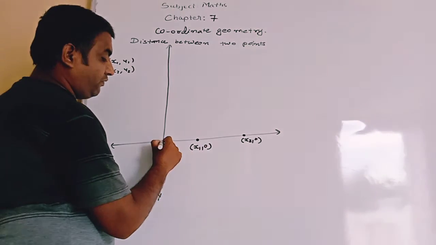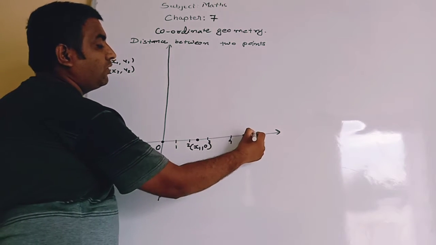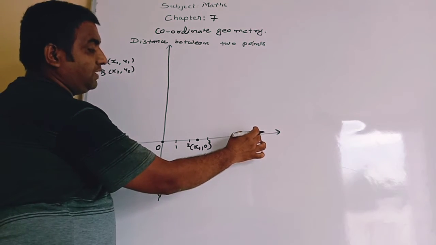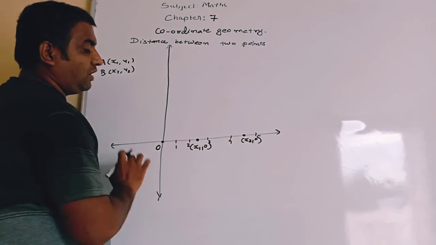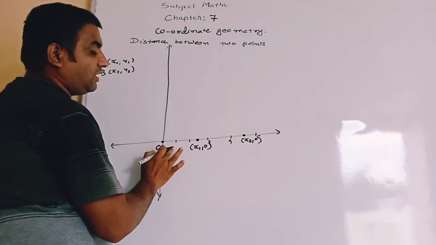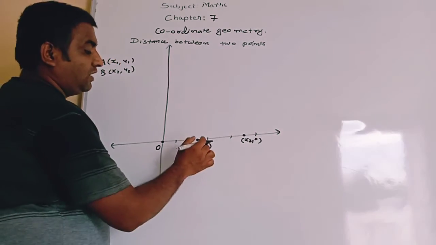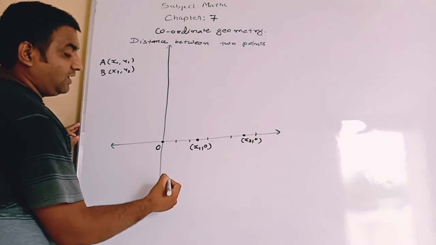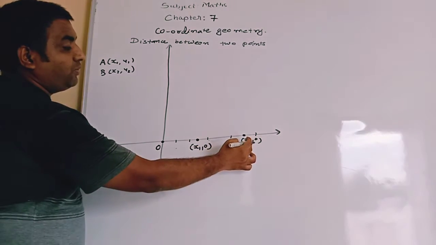Or we can see here, if we mark here 0, 1, 2, 3, 4, 5, like this way, then the distance between 5 and 1 will be 1, 2, 3, 4, that way. And so we can say that it is 4 units. And so we subtract the x coordinates and we get the distance between 2 points. So if the points A and B are on the x-axis, then the distance between them is equal to the positive difference of the x coordinates.